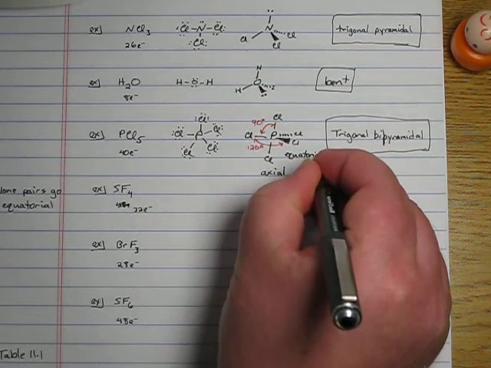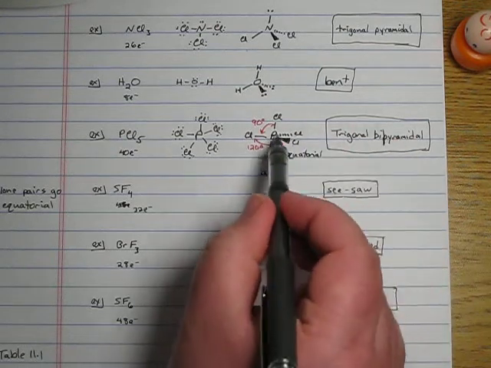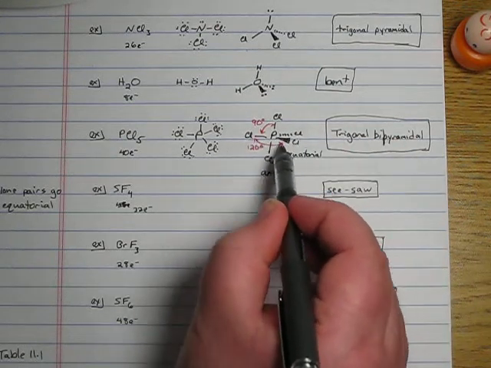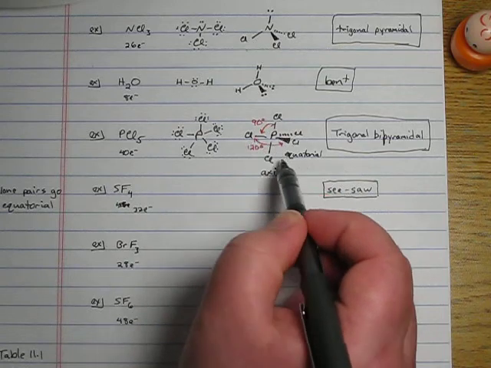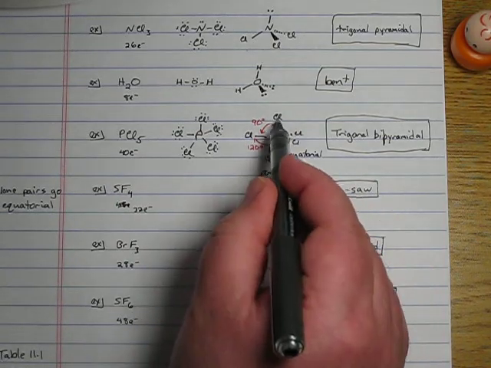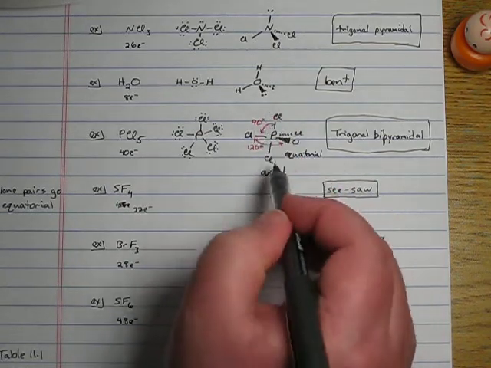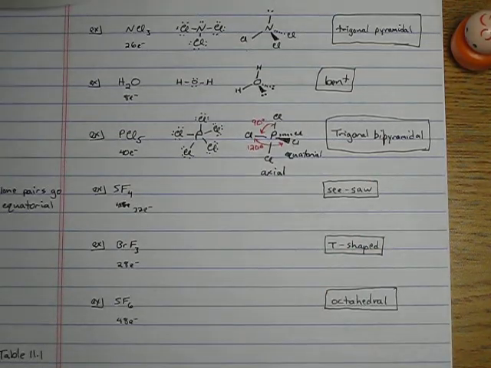Equatorial, as in equator. So these are kind of like around the middle, around the equator of the molecule, in the equatorial plane. These two are axial, like in the axis. Okay, so trigonal bipyramidal, PCl5.